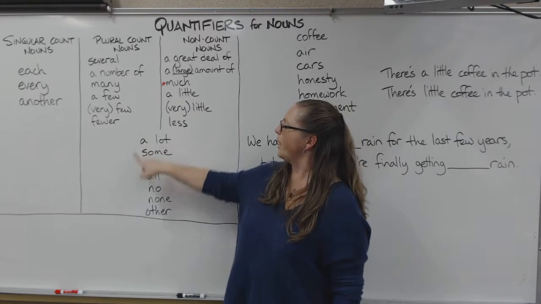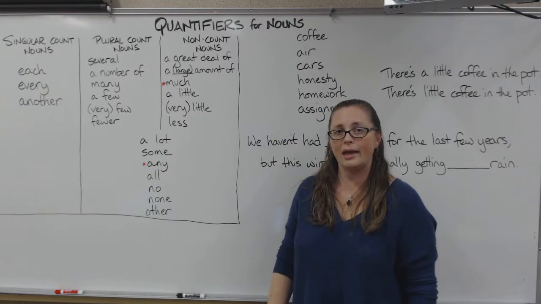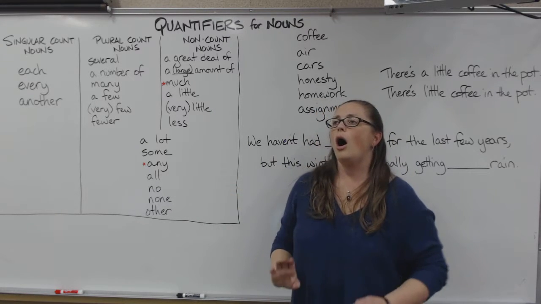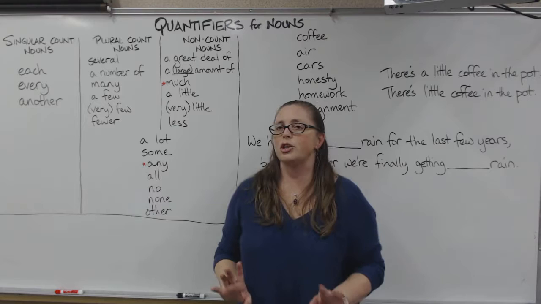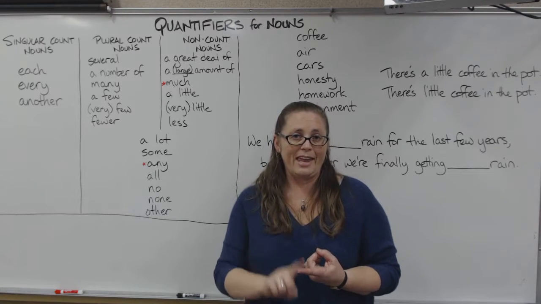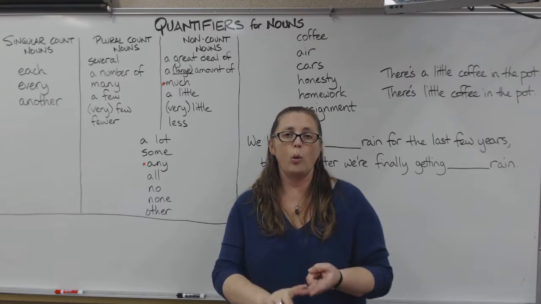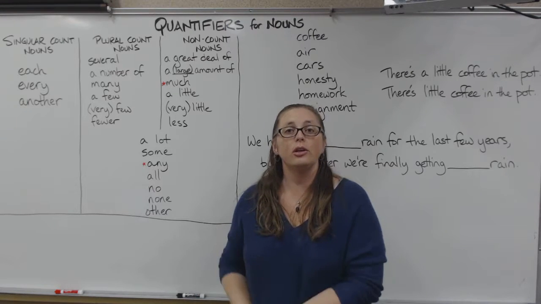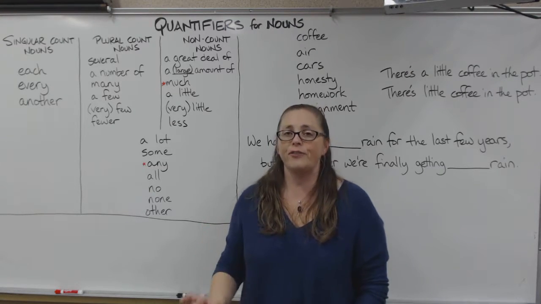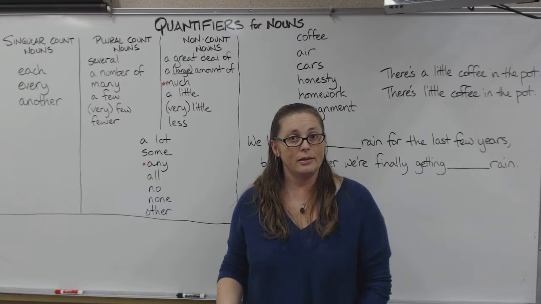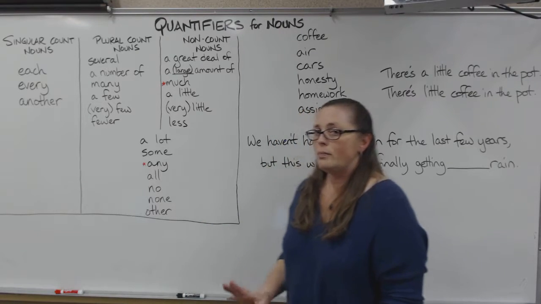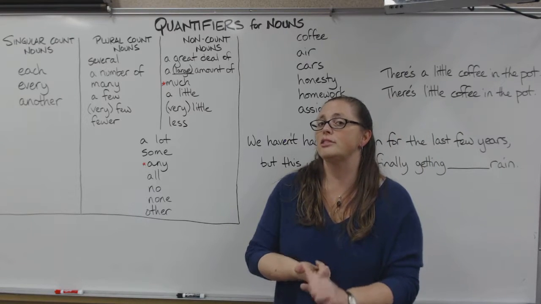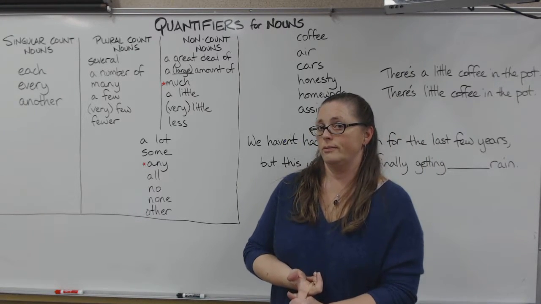I've got a little red star next to much and any. That's because much and any are almost always used with negatives or questions. They are not generally used in affirmative statements. So remember to use those 2 only for negatives or questions.